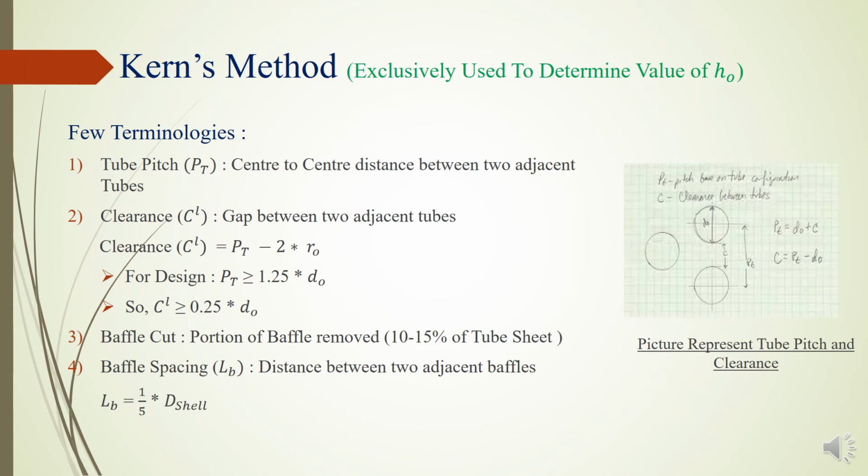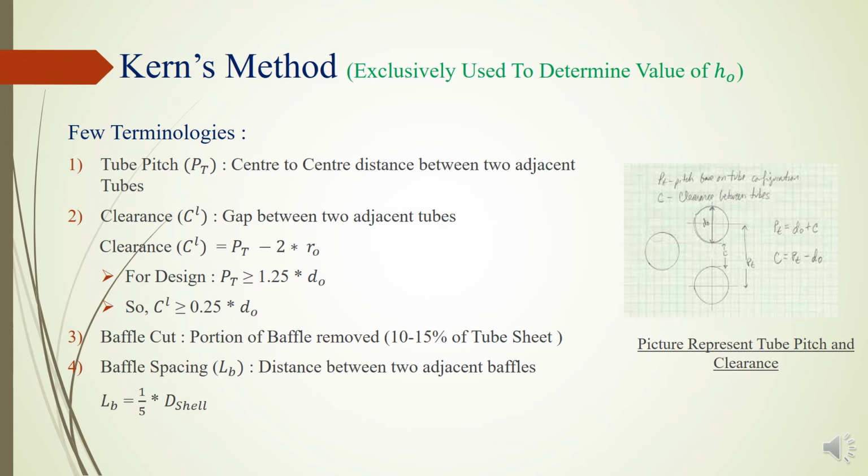Now we have to determine the value of H naught, that is the shell side heat transfer coefficient. To determine this, we generally use Kern's method. So before going through this method, a few terminologies should be known. First one is tube pitch. Tube pitch is the center to center distance between two adjacent tubes. In this diagram, three tubes are placed adjacently, and the center to center distance between two adjacent tubes is known as pitch, and clearance is the gap between two adjacent tubes.